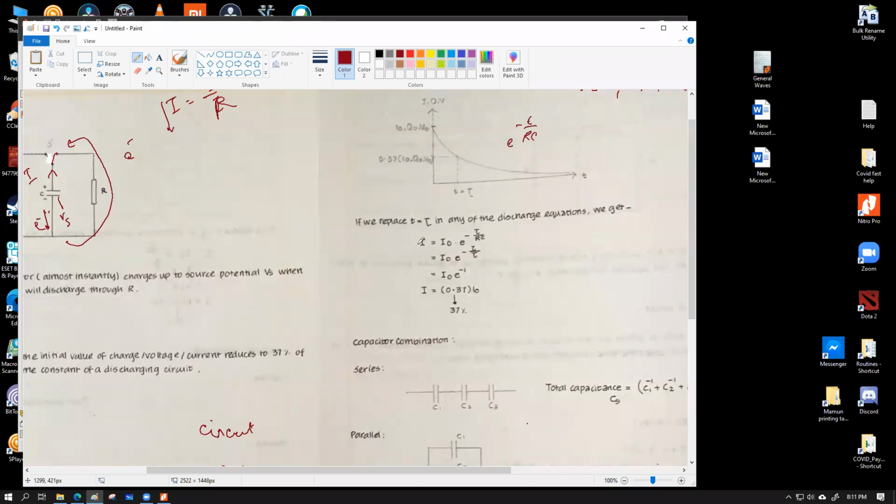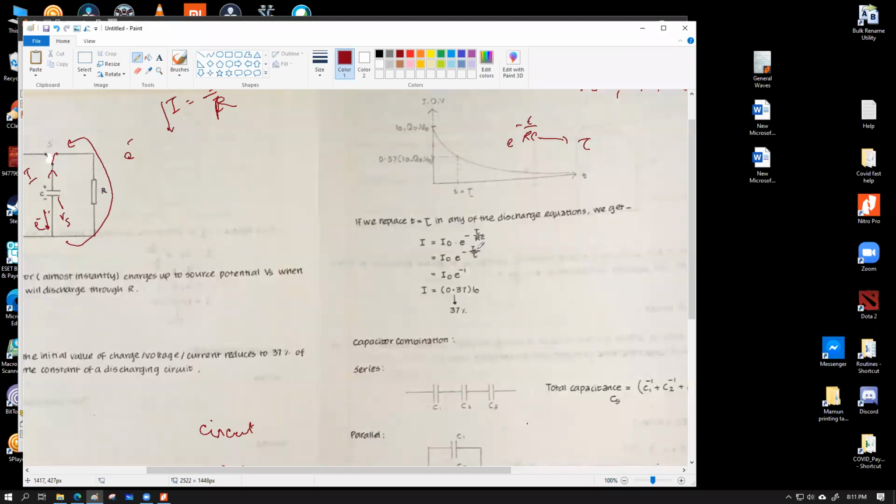So if we place that, I equals I naught e to the power minus t by RC. We're doing this for I, for example. We could have also done this for Q or V. That's perfectly all right. So I equals I naught e to the power minus tau by RC. Tau is a symbol for RC. So this RC is sometimes written as tau, which is called the time constant. What I'm trying to show you is what the time constant is.